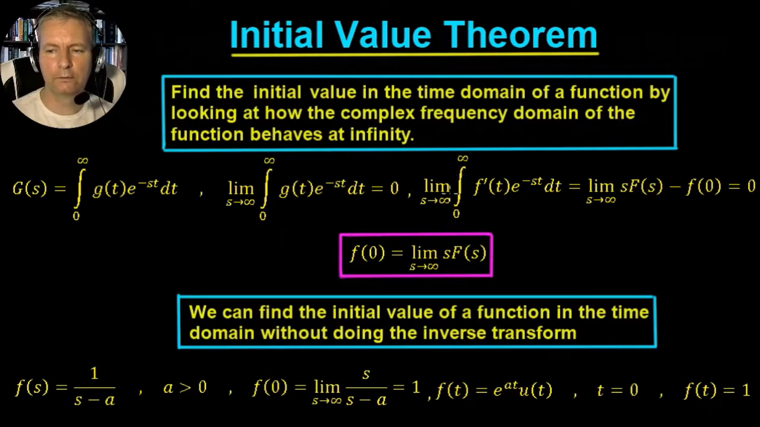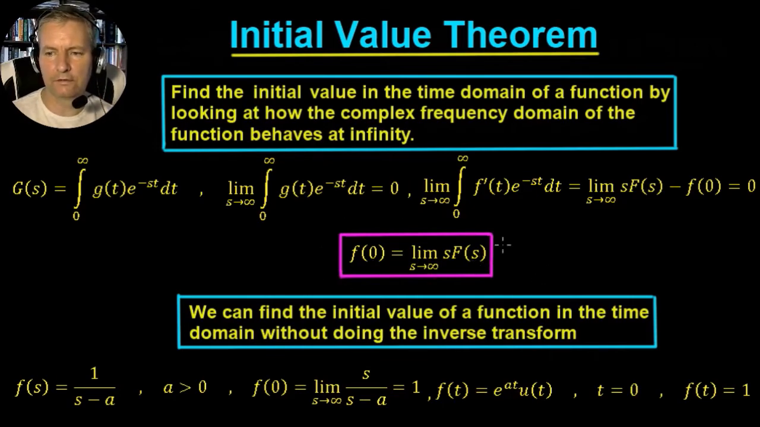Equally, if we look at the limit as s tends to infinity of the Laplace transform of a derivative, we've seen from the previous video that the Laplace transform of a derivative equals s times f of s minus f of 0. But we know from this that the whole thing equals 0, because as s tends to infinity, this term dominates and the whole thing tends towards 0. So the limit as s tends to infinity of s times f of s minus f of 0 must equal 0. So the identity we're looking for, if we take f of 0 over to the other side, is f of 0 equals the limit as s tends to infinity of s times f of s.